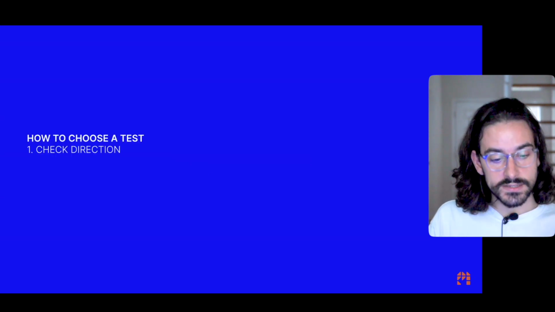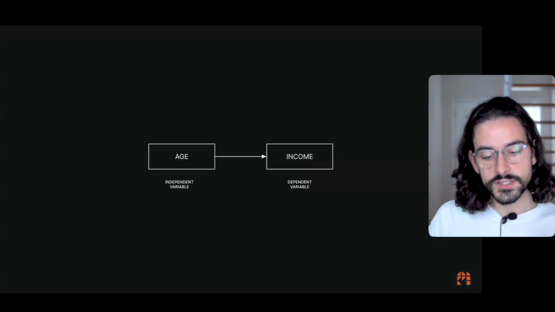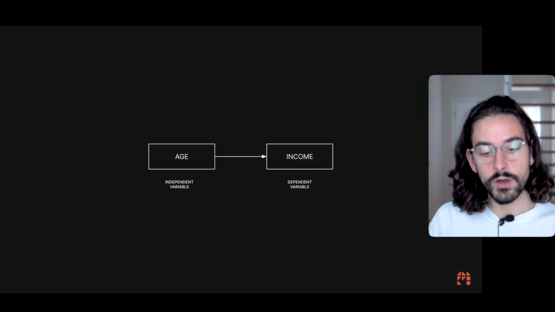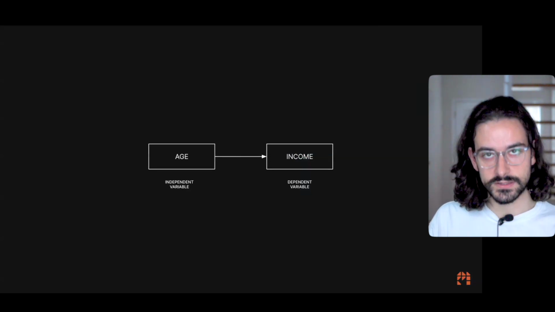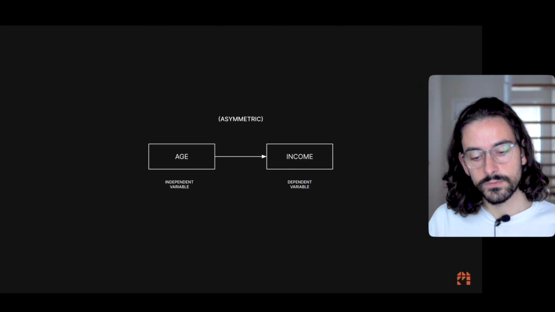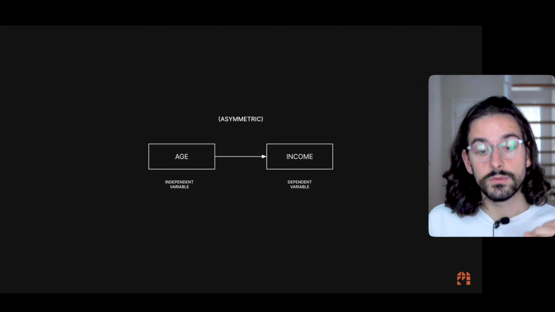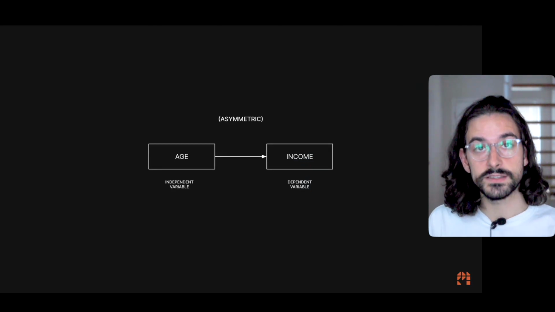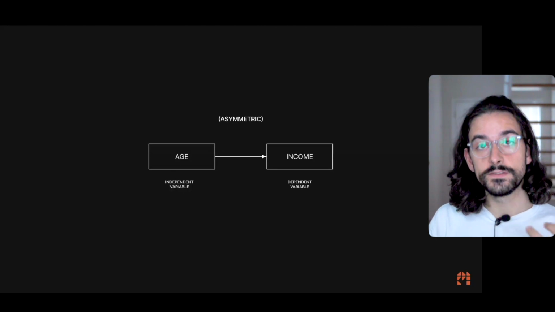So how to choose a test? First, we check direction. Let's say you have this conceptual model. Age predicts income. Age is the independent variable. Income is the dependent variable. It's an asymmetric relationship. So let me show you how to find this on the mega table to see which of the tests you're going to use.